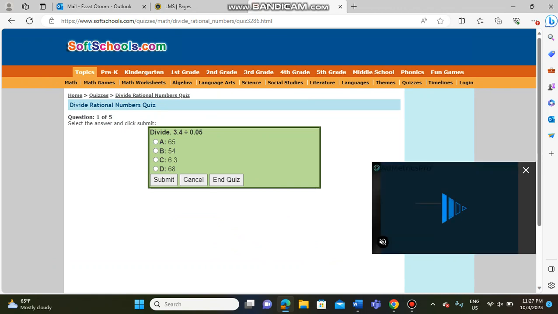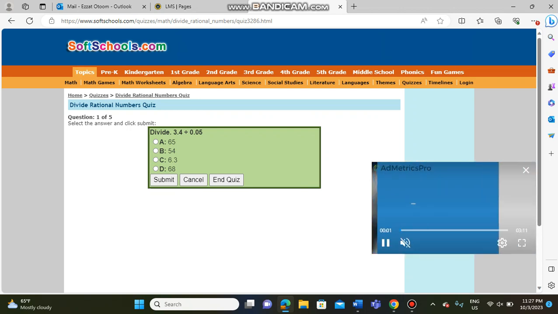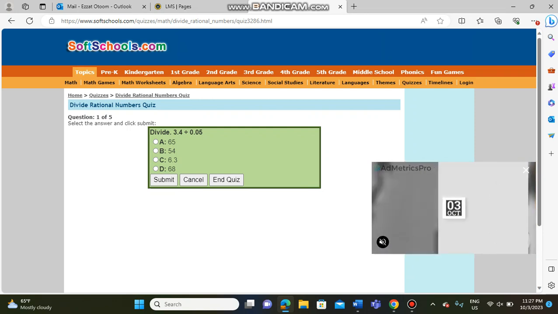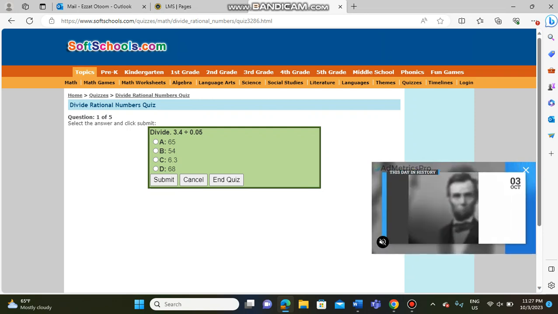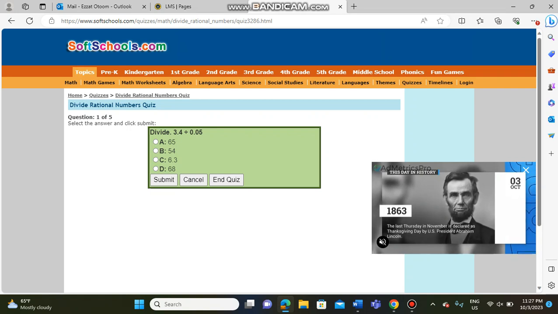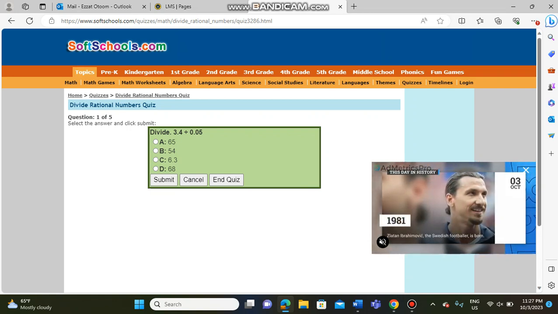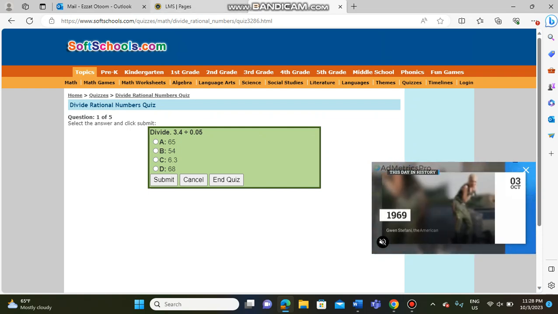Here, we will divide 3.4 divided by 0.05. We learned before how we can multiply rational numbers. Here we have two rational numbers. Now we will try to divide the rational numbers. As I explained before, you have to move this dot, the decimals, and keep the number without any decimals. And then we will learn how we can use a long division or any way to divide rational numbers.